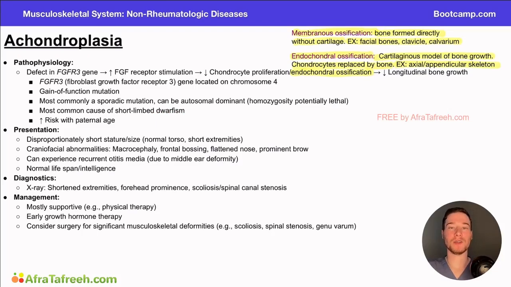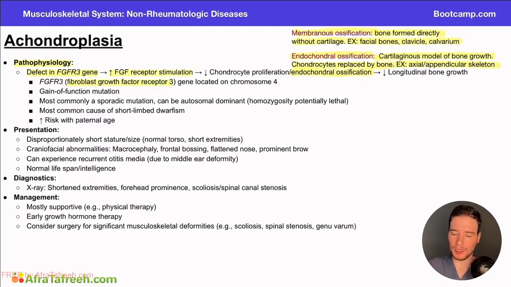Now, so that we set the stage for this, let's talk about the specific pathophysiology with achondroplasia. Well, we have a defect in the FGFR gene. This is the fibroblast growth factor receptor 3. And a key point I want you to know here is that we have increased FGF receptor stimulation.